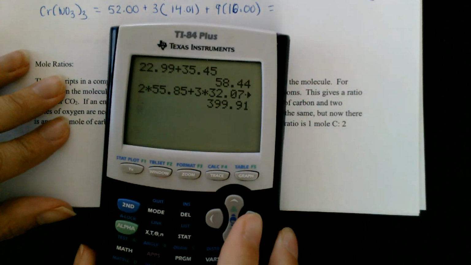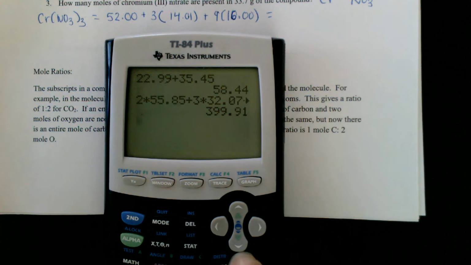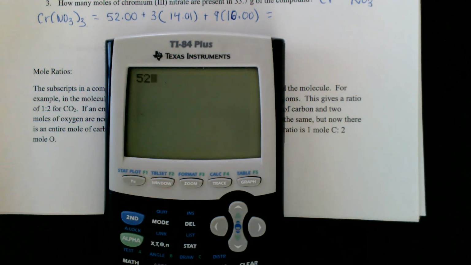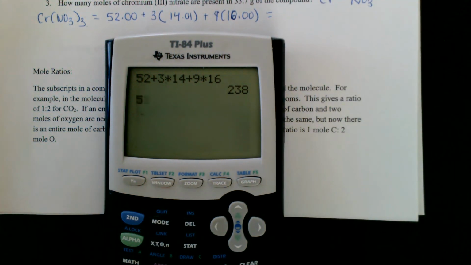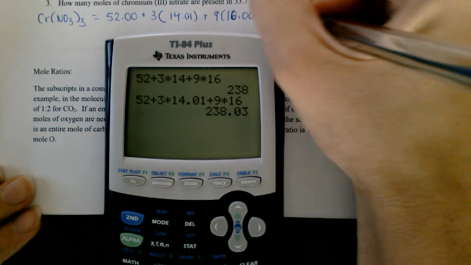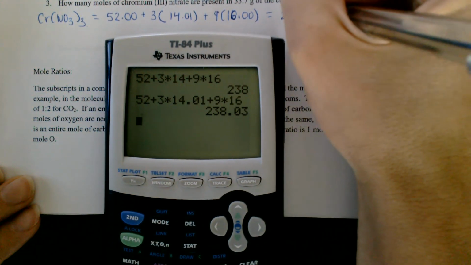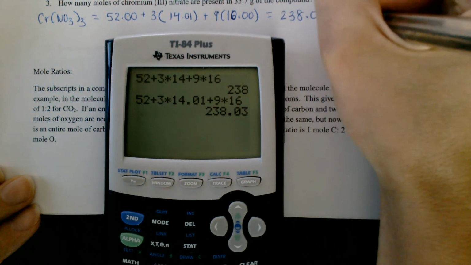Okay, so let's see what we have here. 52 plus 3 times 14, oh, here I didn't have my decimal points for my nitrogen, 14.01, plus 9 times 16. There we go. That gives us 238.03 grams per mole.